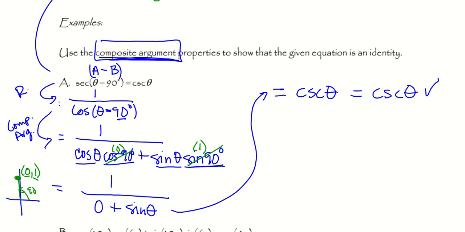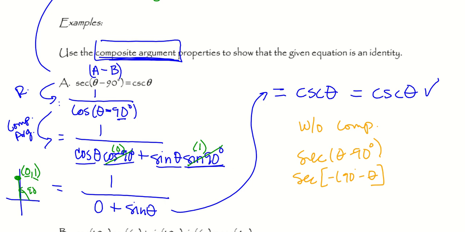Okay, now if I were to do this without my composite argument, just a quick review, I could do the secant of theta minus 90 degrees, which is the same thing as the secant of the opposite of 90 degrees minus theta. And because the secant is an even function, by using my even identity, I know that the secant of the opposite of the angle is the same thing as the secant of the positive of that. So that would be just the positive of 90 minus theta.